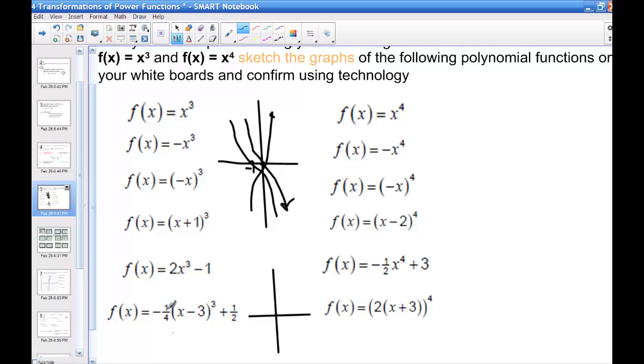I'm compressed, so I'll be flatter. I'm moving to the right 3, so I'll be here and here. I'm moving up 0.5. So this is 0.5. So this is my 1/2. This is 3. And I'm going this way from left to right. With the 1/4, I'll be compressed, so I will look sort of a little bit flat.